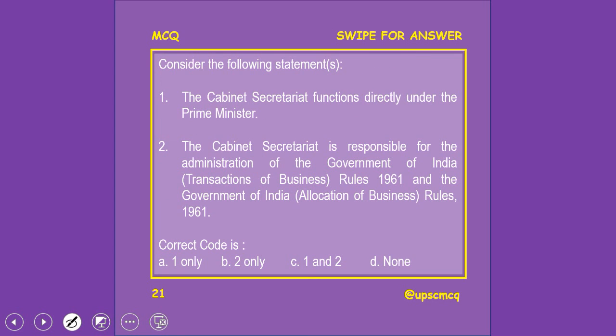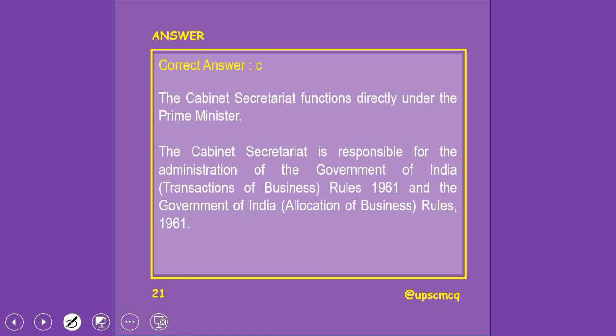Now, the Cabinet Secretariat functions directly under the Prime Minister. Yes, it is responsible for administration of the Government of India Rules 1961, transaction of business and allocation of business rules. These are also correct. C is the correct answer.